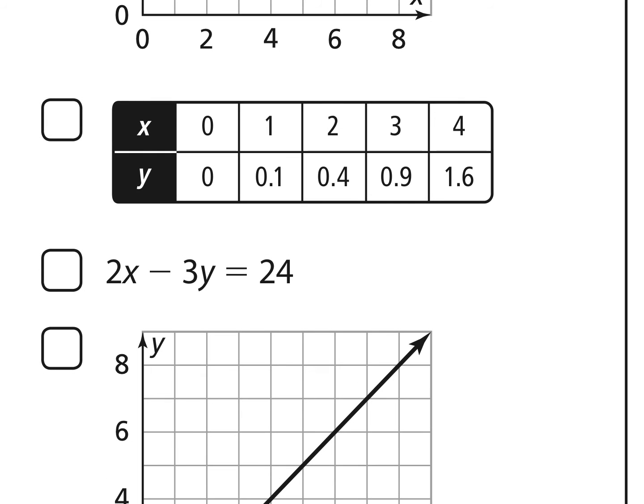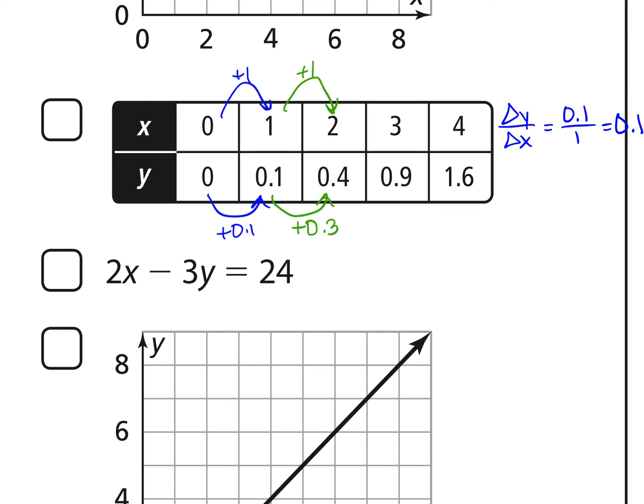Now we have a table. Let's see what the change of y over the change of x is. For y, we go up 0.1 when x goes up 1. 0.1 over 1 is a change of 0.1. Then y goes up 0.3 when x goes up 1. We have a change of 0.3 over 1, which is 0.3. Notice that we're getting different rates of change. So this is going to be non-linear.